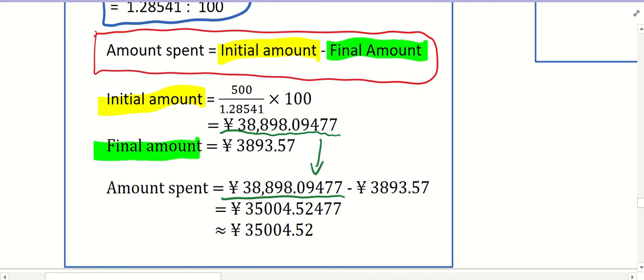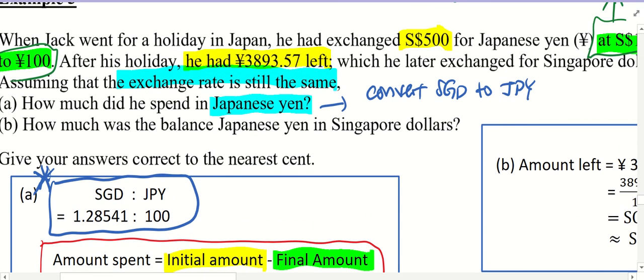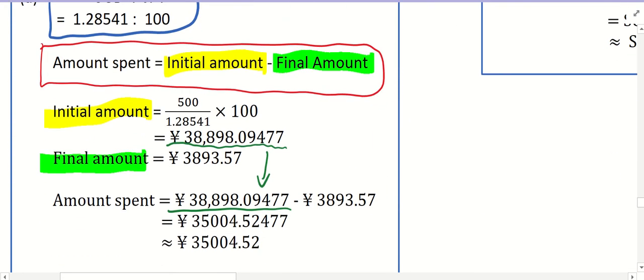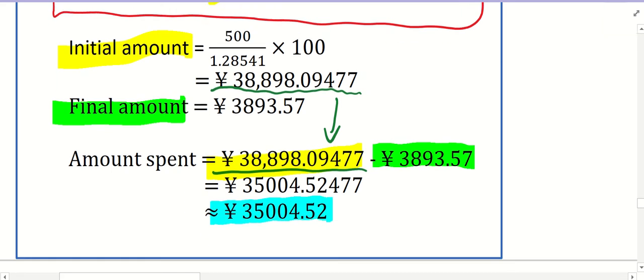The final amount he came back with is 3893.57. So he came back with 3893.57. That is the final amount. So we are interested in finding how much he spent. We take the initial amount minus the final amount. And then finally, we round off to the nearest cent. So he spent about 35,000 yen over there.